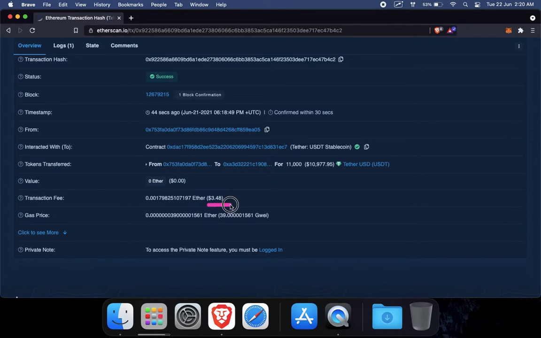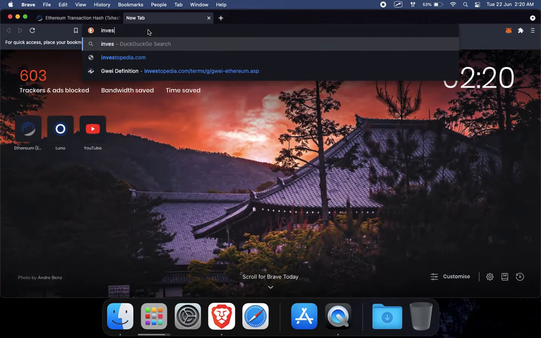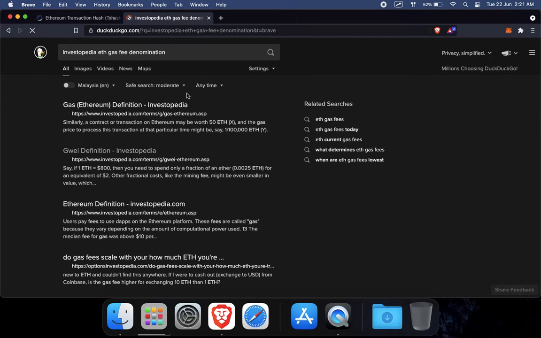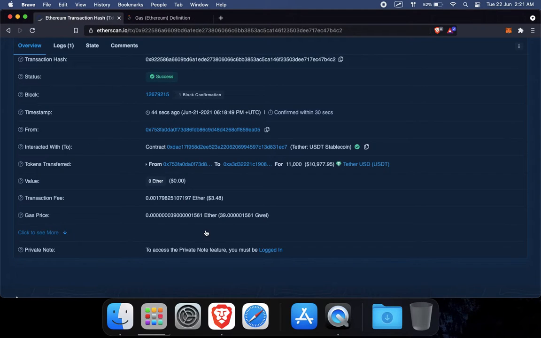Transaction fee was $3.48, very, very cheap, right? Gas price was this amount of Ether, or 39 Gwei. Gwei, 1 Gwei is 1 billion Wei, if I remember correctly. Investopedia, I believe, has an ETH gas fee denomination. It would be strange to talk about gas fees in these terms, right? How much gas fees did you pay? I paid 0.0003900.